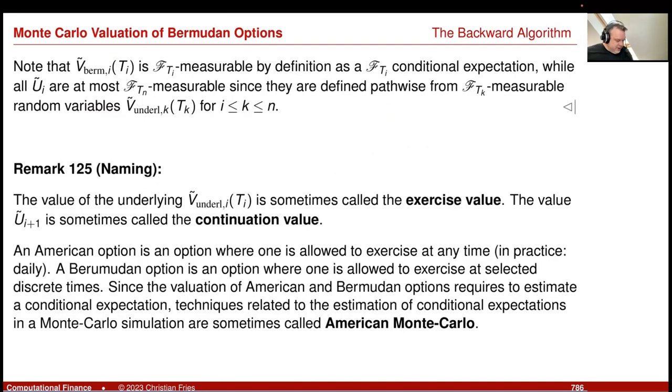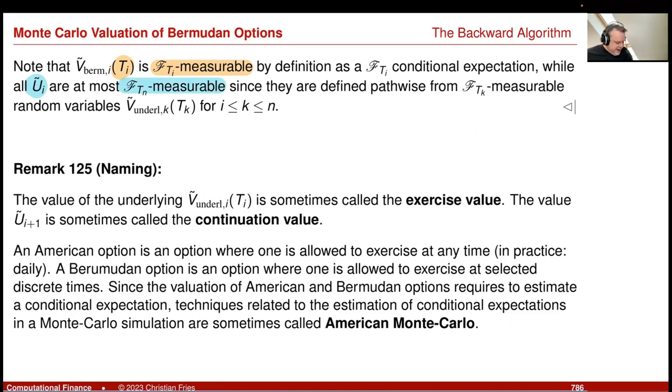Okay, so here in the script, you also find a remark on the measurability that I previously made. The Bermudan random variable is F_{T_i} measurable if the value is that of the Bermudan in T_i, but our constructed random variable U tilde i is F_{T_N} measurable, because it collects all these future values.